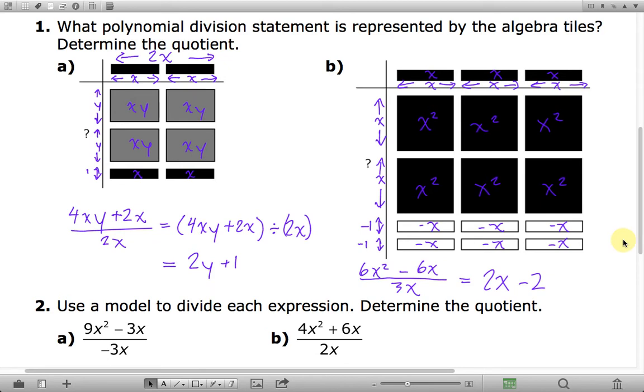Now, if you like, you can also draw in the tiles that should go here in the question mark. I like to leave the question mark in here because then that kind of differentiates this diagram from a multiplication diagram. And the question mark corresponds with where we would get our quotient for this division question.